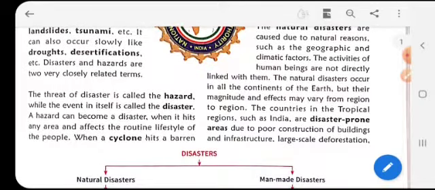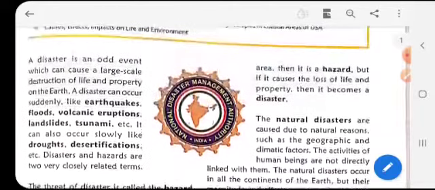Now, the threat of disaster is called the hazard, while the event in itself is called the disaster. So, a hazard can become a disaster when it hits any area and affects the routine lifestyle of the people. Like when a cyclone hits a barren area, then it is a hazard. But if it causes the loss of life and property, then it becomes a disaster.